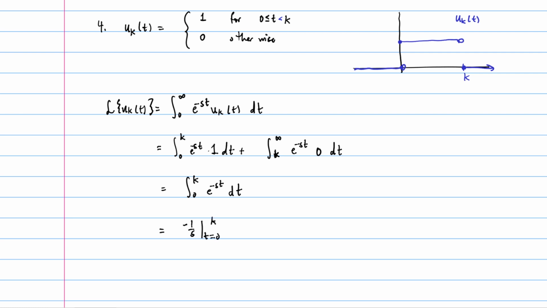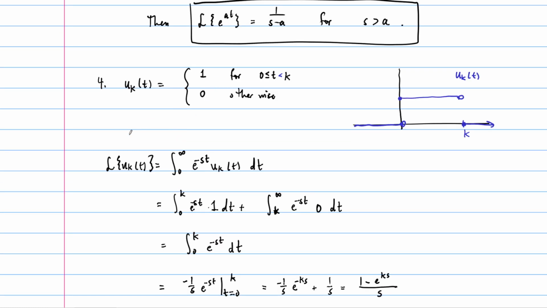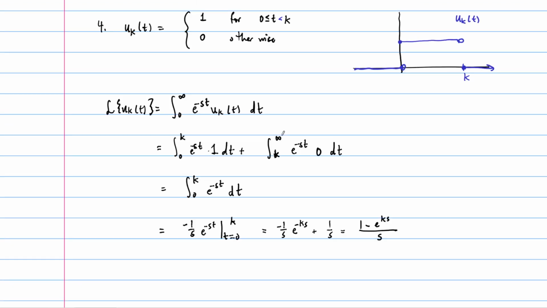That's not exactly right. We don't want to forget the e to the minus st here, right? E to the minus st. And this time I'll plug it in the right order. So minus 1 over s, e to the minus s times k, and then plus 1 over s. And if we combine all this, what we end up with is 1 minus e to the minus ks over s. And this is the Laplace transform of a function called a step function that's equal to 1 on a finite interval and then 0 otherwise. So it's equal to 0 elsewhere.